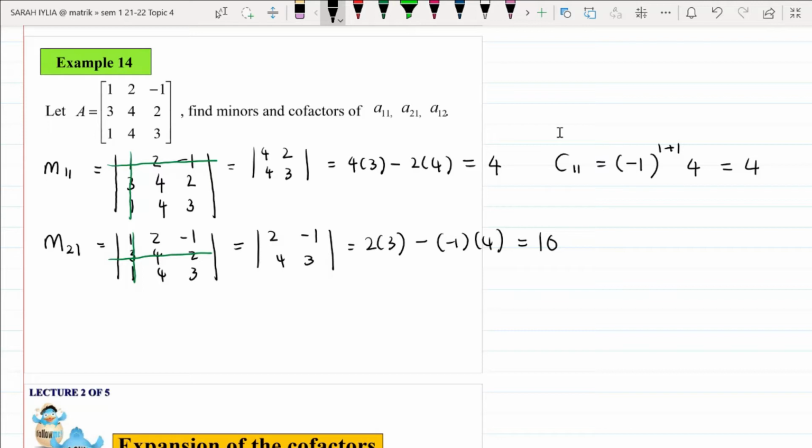Now we have to find the cofactor. C21 in this case would be -1 to the power of 2 plus 1, times our minor 10. In this case, our answer would be -10. For cofactor, the number does not change from the minor. What changes is only the sign. For the first one, C11 with M11, the -1 is squared, so the number doesn't change. It's still fixed as 4. For the second example, because we have -1 cubed, the sign changes to -10.